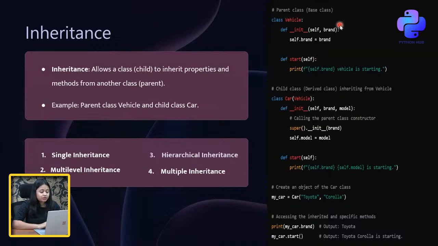Now let's see how single inheritance is applied to the example shown over here. In single inheritance, what happens? Coming to the definition again, one class inherits from a single parent class. In our case over here, we have created a base class. A base class is also called a parent class.